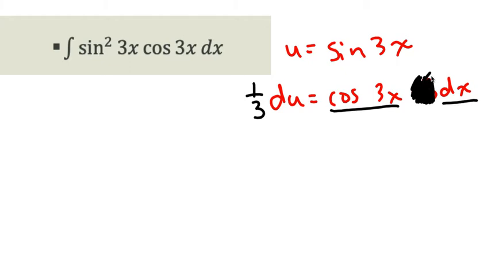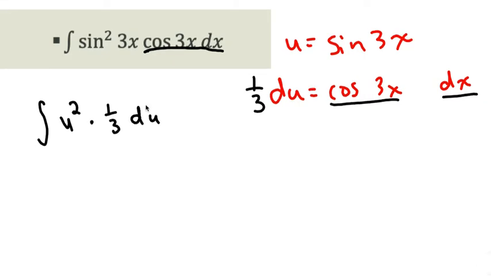So erase this or scribble it out or whatever, just to save you a little step of having to rewrite that. So they are equal. We just kind of saved ourselves a little bit of work. So now what does this new integral look like? Well, we have the integral, u was sine 3x, so this is u squared times, I forgot my 1/3, I almost wrote du, 1/3, because cosine 3x dx is equal to 1/3 du.